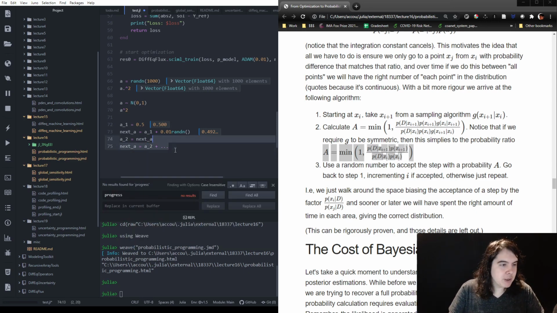Well, what happens if you get a point that has a lower probability of having the data? Well, you don't just get rid of it all the time.